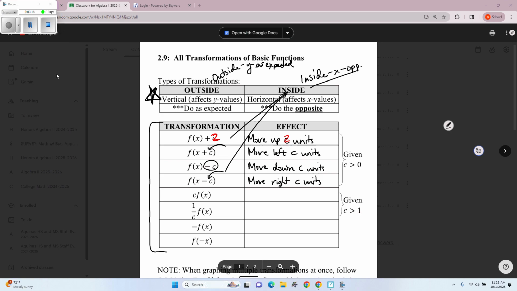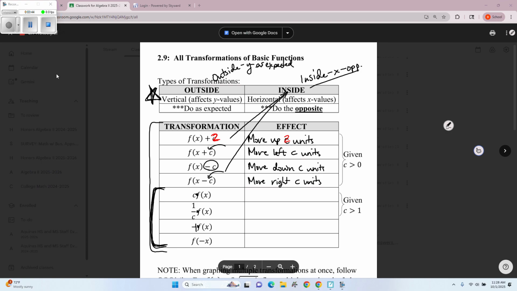Okay, so that took care of basically the first half of our transformations. The up, down, left, right is always connected by addition or subtraction. Notice there's no more addition or subtraction in the bottom down here. We are always connected by multiplication. So times c, times 1 over c, even this negative up front is really connected by multiplication by a negative.